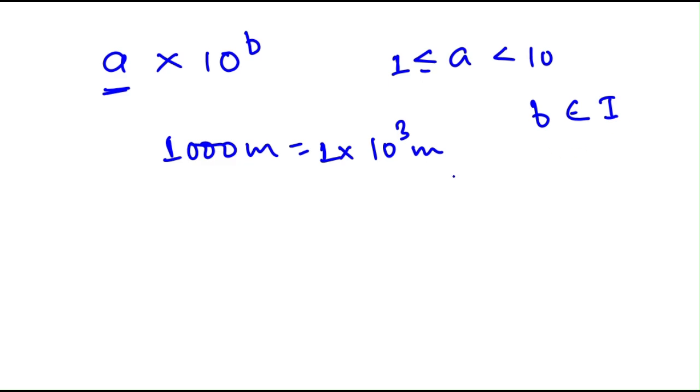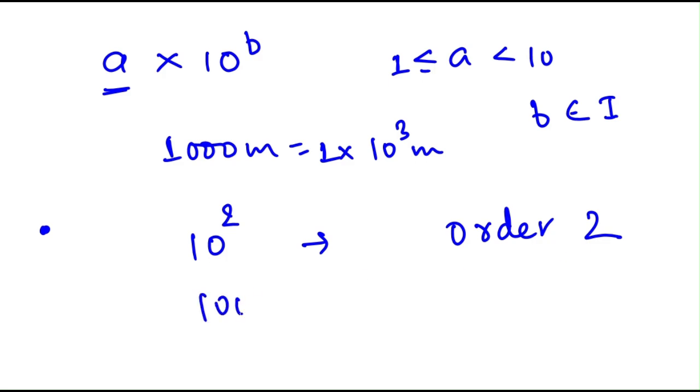B belongs to integer. Now if we are going to write the order, let's say only order. What do we mean by order? Let's say we have 10 to the power 2, we can say the order of this value is 2.